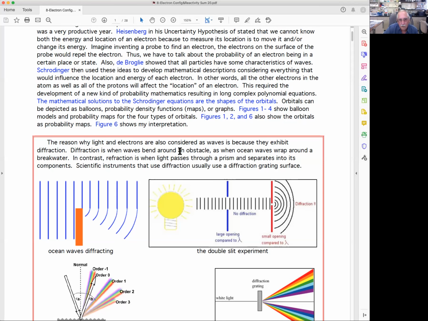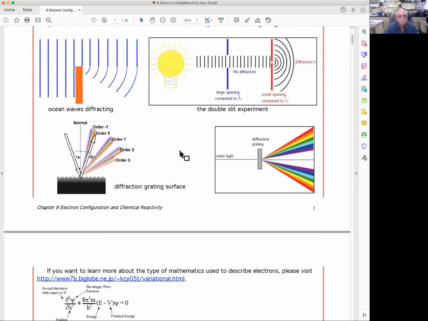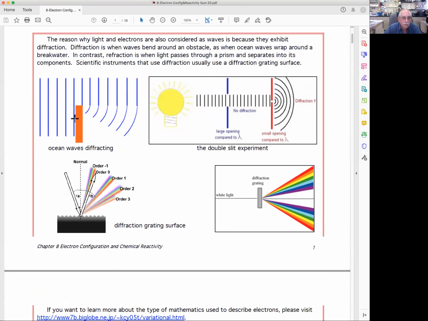So anyway, here's a couple of things about light. Here's what ocean waves do. Ocean waves diffract. And you've seen this, but you might not understand why. As a matter of fact, I think a lot of physicists don't know why. It diffracts because of the attractive forces between water molecules. That's the reason why they do that. But nevertheless, we see this diffraction.